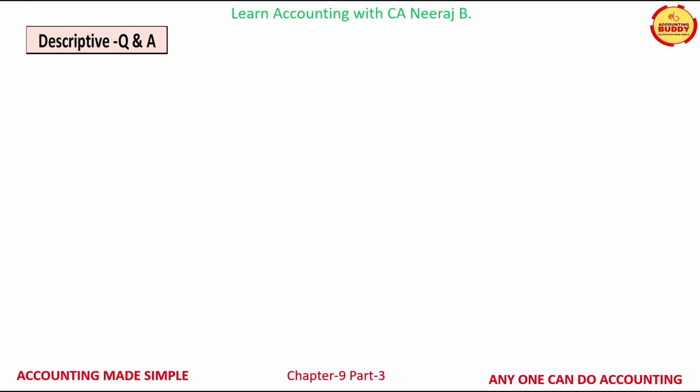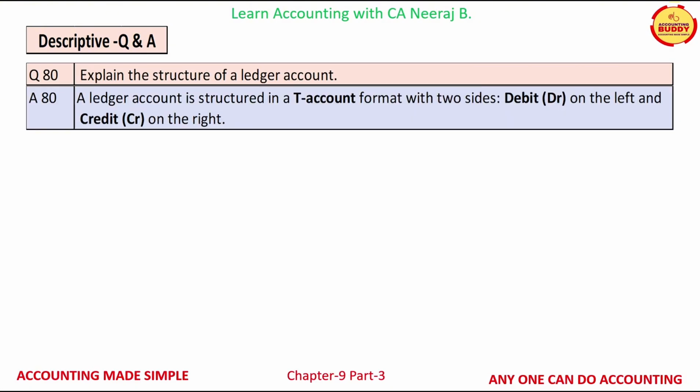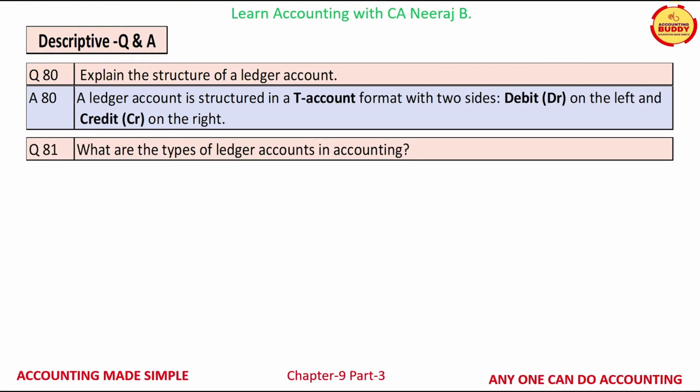Question number 80 is, explain the structure of a ledger account, and the answer is, a ledger account is structured in a T account format with two sides, debit on the left and the credit on the right. Question number 81 is, what are the types of ledger accounts in accounting?